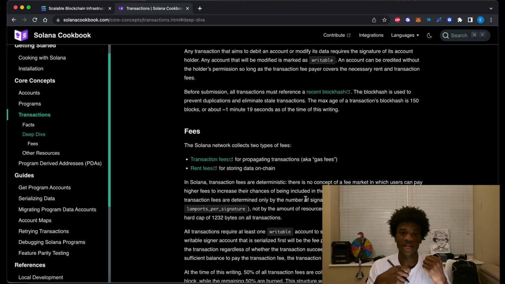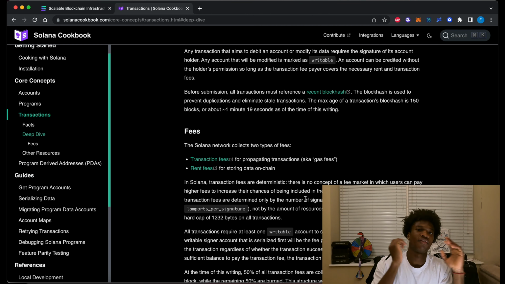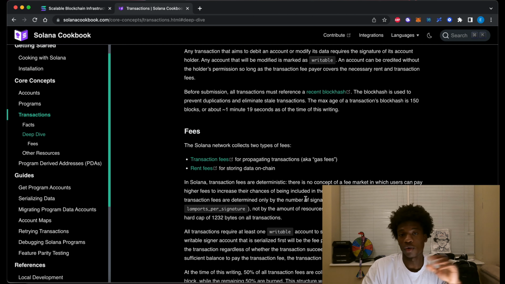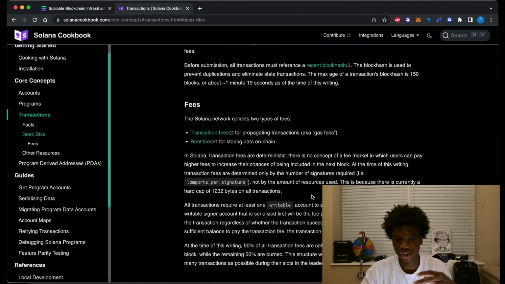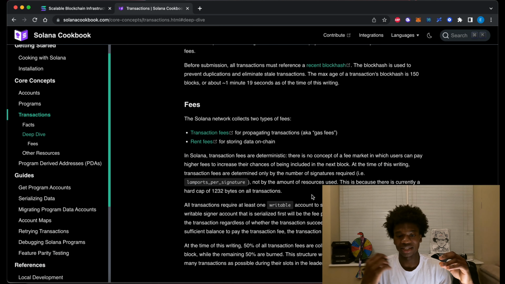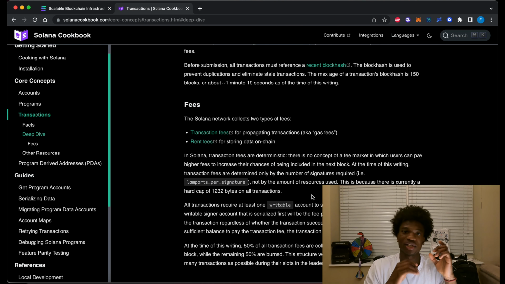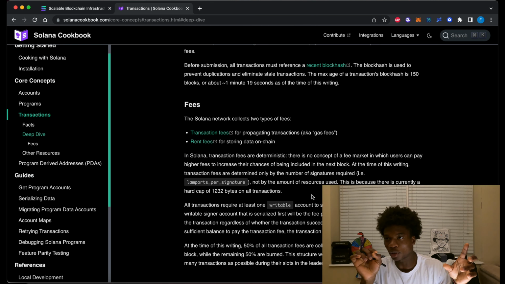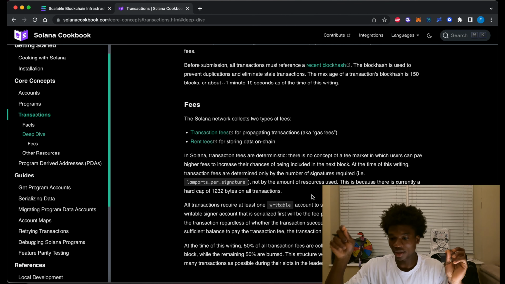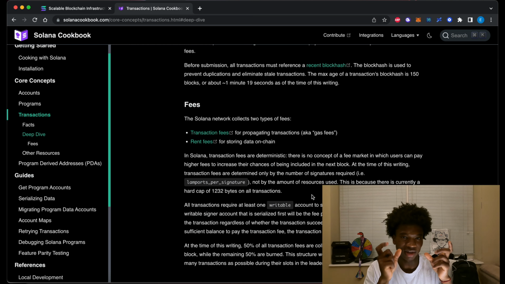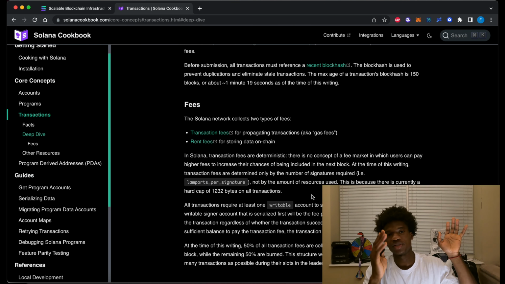The flip side of it is, if you want to remove money from someone's account, you can't do that without getting a signature from that person or account or program, whichever is in that situation. Before submission, all transactions must reference a recent block hash. The block hash is used to prevent duplications and eliminate stale transactions. So it's trying to keep a reference of where in the blockchain the current time is, to make sure some random duplicate or fork doesn't happen sometime in the future, where a duped transaction pops up twice and then you take someone's money twice or something.